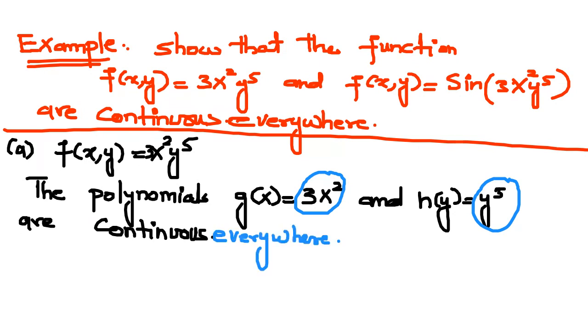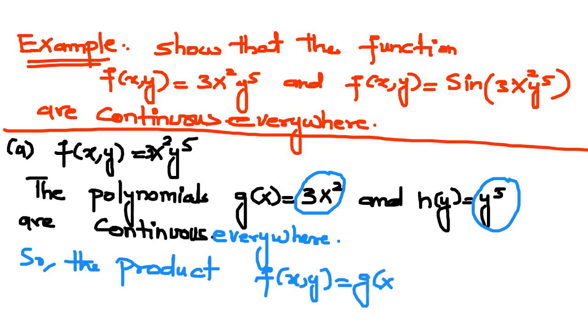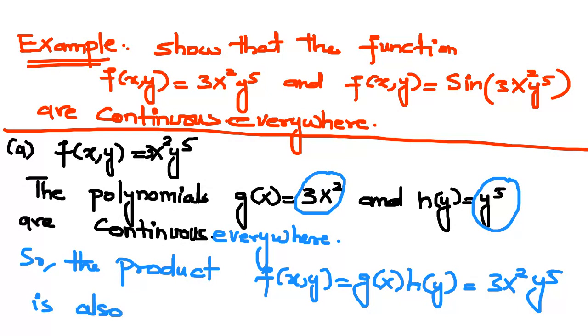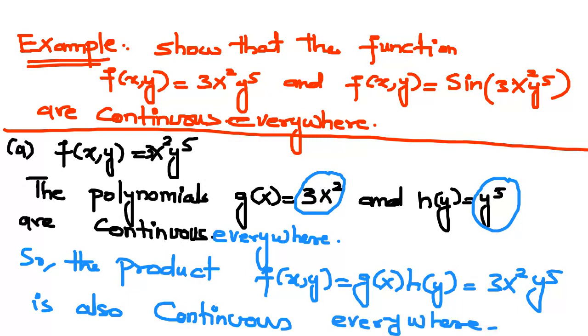Okay. Now, by the theorem statement, you remember the first statement. So the product of the function f of xy, which is equal to g of x into h of y, which is equal to 3x square y power 5, is also continuous everywhere. Is this clear? Yes or no? Is this clear? This A part.